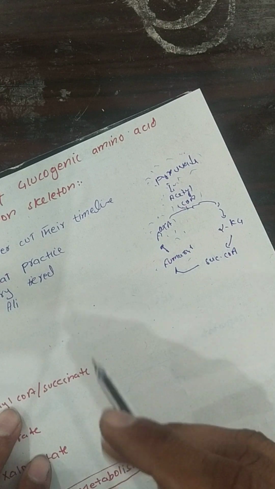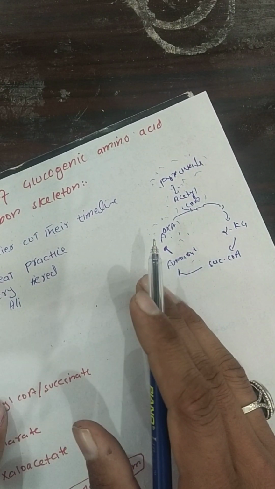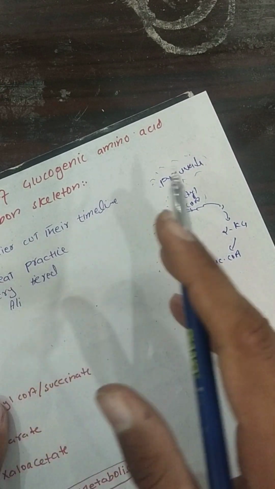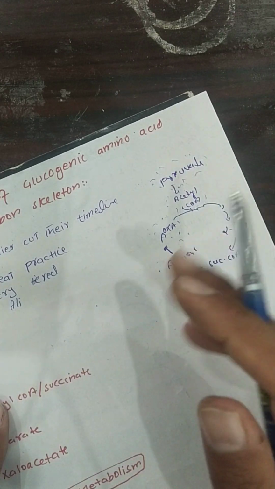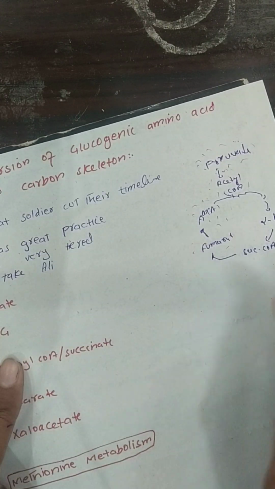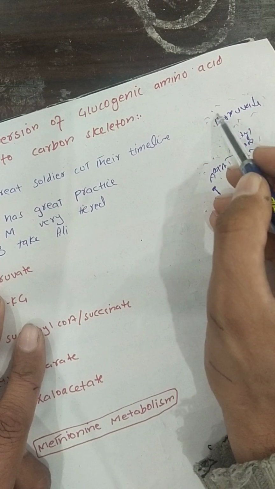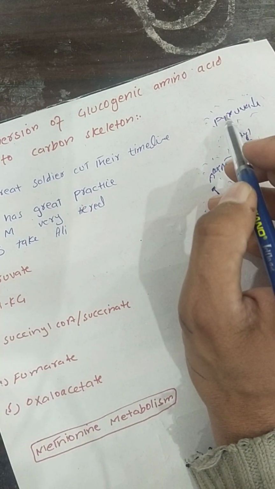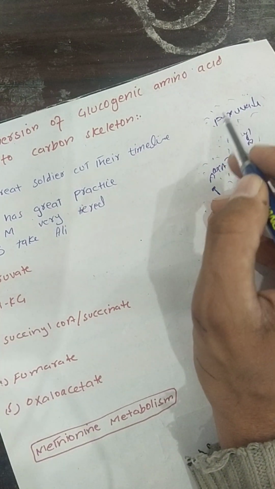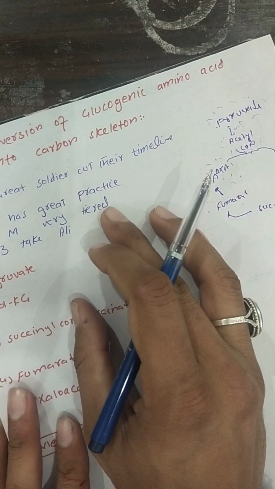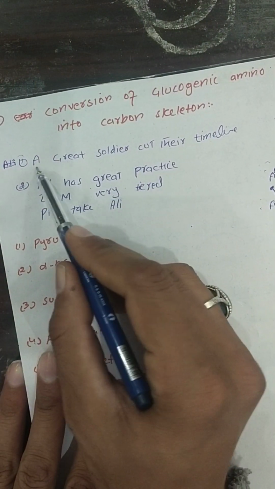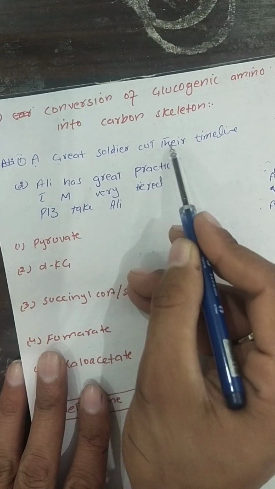For a normal person, remembering which amino acid is converted into which keto acid is very difficult. If we have a mnemonic, we can easily remember. First of all, we are going to look at which amino acids produce pyruvate. I have a mnemonic for pyruvate. Look, the mnemonic is: a great soldier cut their timeline.